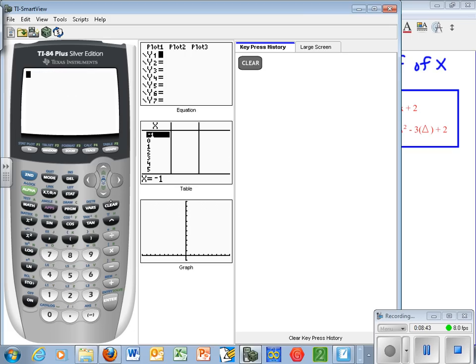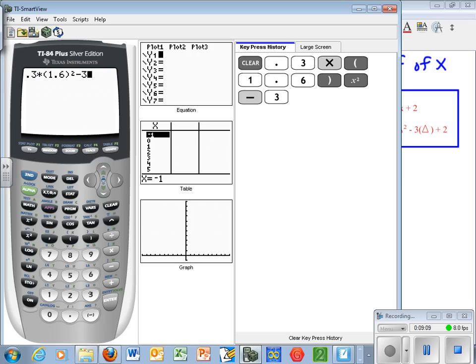You're going to plug in 0.3 times 1.6. And I'm going to put that in parentheses. So 1.6 parenthesis squared, minus 3 times 1.6, minus and then 2.7. Okay, so notice what I did there.